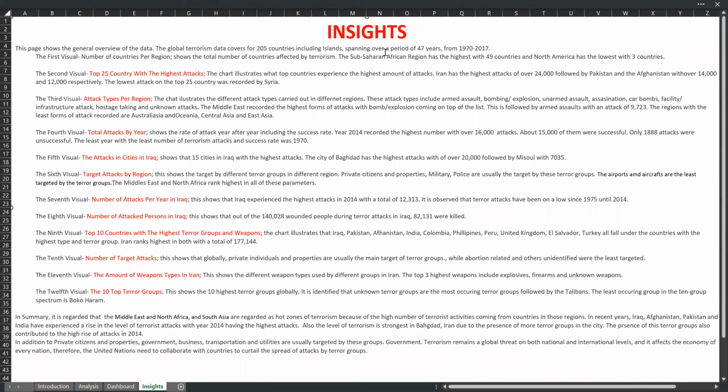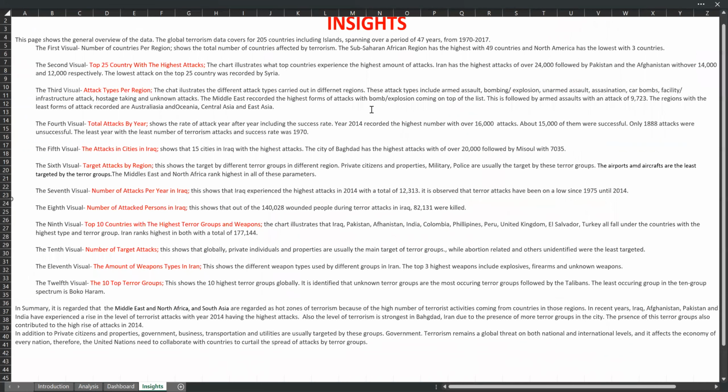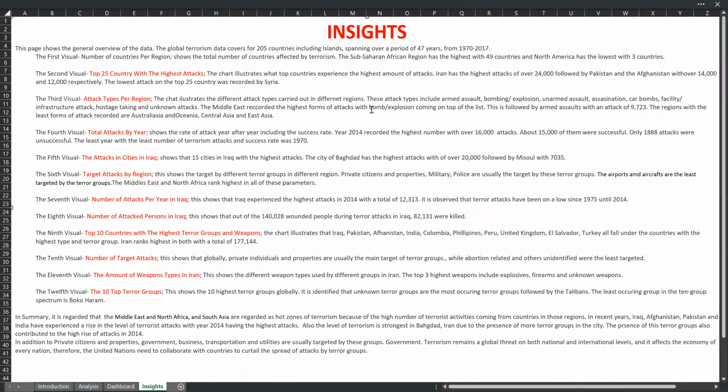I've given some insight based on my explanation earlier. So I'm just going to do a summary, and the summary is saying that the Middle East and North Africa and South Asia are regarded as hot zones of terrorism because of the high number of terror activities coming from countries in those regions. And in recent years, Iraq, Afghanistan, Pakistan, and India have experienced a rise in the level of terror attacks, with year 2014 having the highest attacks.